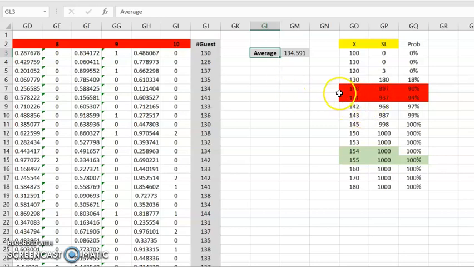And so here we come up with the answer that the number of guests that we need to be prepared for is 140, because in 90% of the cases the number of guests would be smaller than 140.